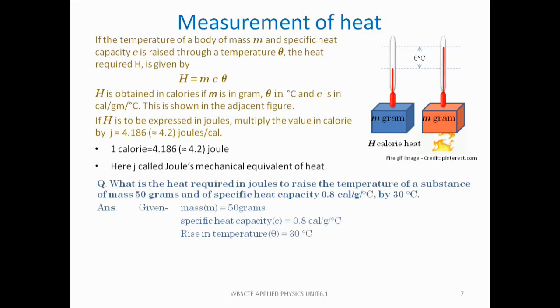Here we use the formula, that is H is equal to m into C into theta. Putting the values, we have 50 into 0.8 into 30 calories, that is equal to 1200 calories. Now since we know that 1 calorie is equal to 4.2 joule, we multiply 1200 by 4.2 to obtain the result in joules, and we get 5040 joules. This is the answer.